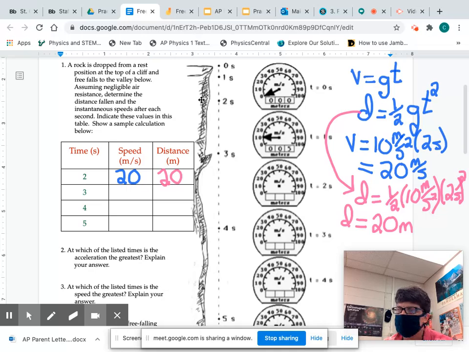Devin? Should I do the calculations for the 3rd, 4th, and 5th second? Have you done them yet? Okay, doing them? Okay. And then just type yours in. Remember to type it right into your table. Can't type it to a PDF.